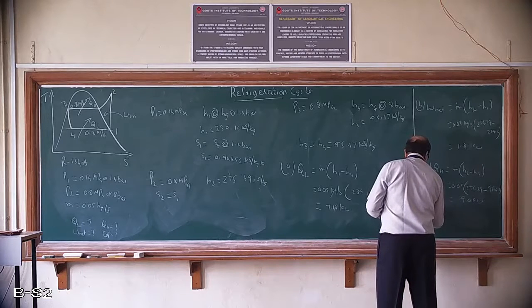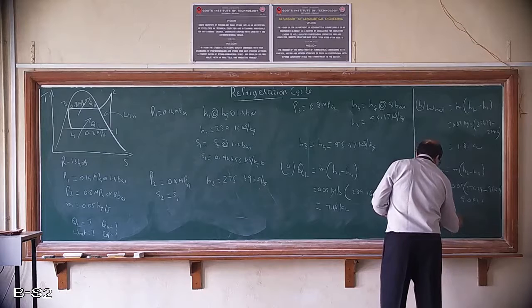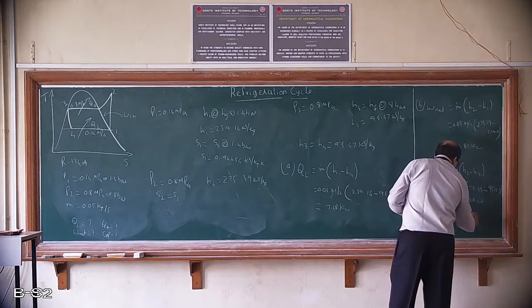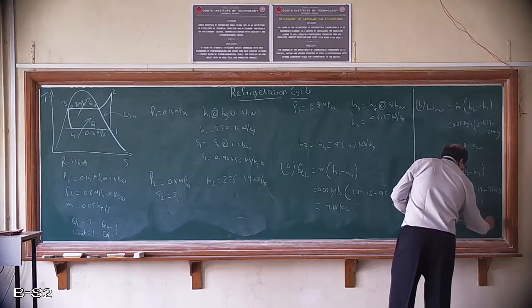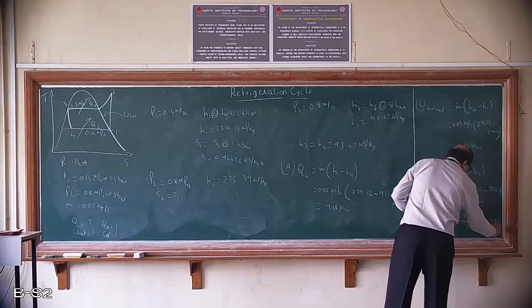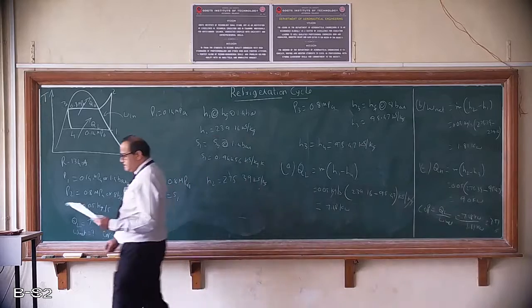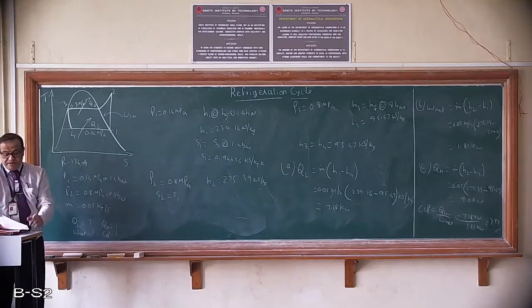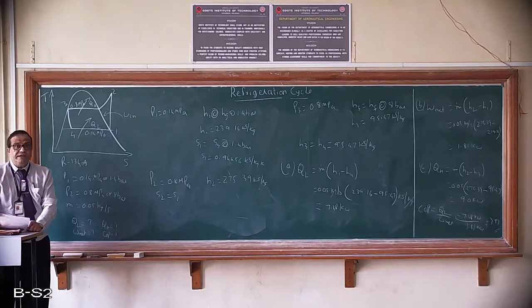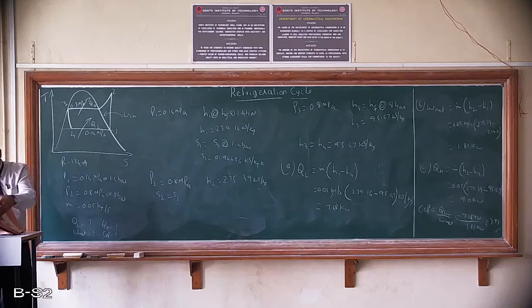COP is QL by W net, that is 7.18 kilowatt divided by 1.81 kilowatt. We get this as 3.97. It is a number because kilowatts get cancelled. So approximately around 4 is the COP. That's what we understand. So I'll just stop here.